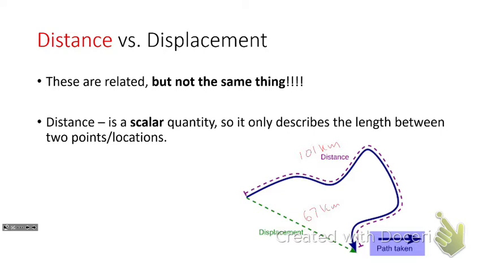So distance is a scalar quantity. The symbol for distance is just a d. Sometimes you'll see it as a delta d. And remember, anytime we see a delta, what does that mean? Yeah, perfect. It means a change in something. So delta d is my change in distance.